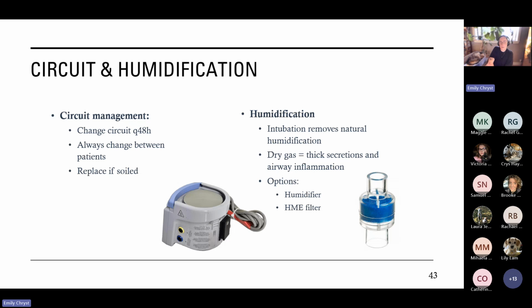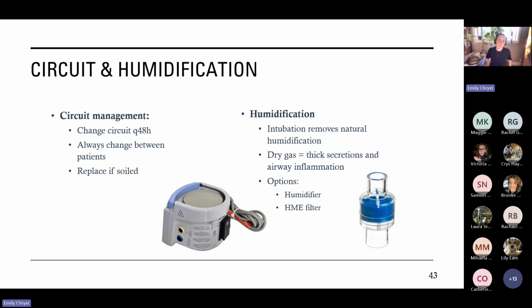And then we have circuit and humidification maintenance. So we should really be changing the entire ventilator circuit every 24 hours. Yes, this will require another pre-use check. Of course, we're always changing between patients, and then we are replacing it if it becomes soiled. Again, ventilator-acquired pneumonia is something we'd really like to avoid if we can help it.